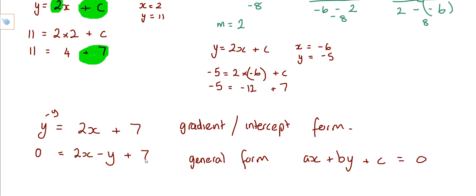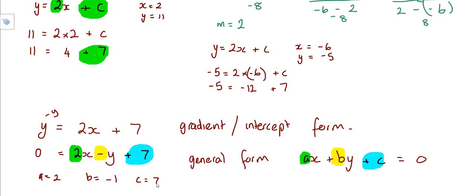Where's the a, the b and the c? So, what would a be? 2. What would b be? 1. Not 1, but negative 1. Yeah. And c would be 7. Alright. So if I were to ask you, write it in this form and then tell me what A, B and C are, that's what you would say. Okay, so A equals 2, B is negative 1 and C equals 7. So that's in that form.